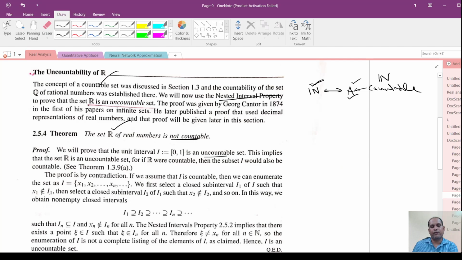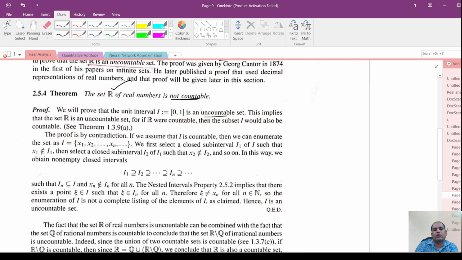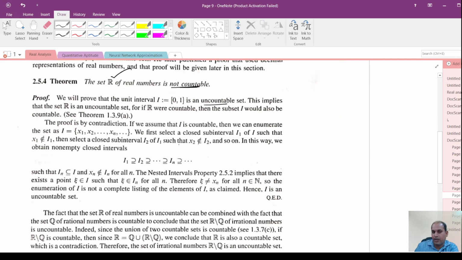And later on we will construct another element which is from this set but not counted by the set of natural numbers with this enumeration. So that will be our algorithm, and that way we will make the claim using the nested interval property. So just go through this proof. I need to show that the set R of real numbers is not countable.